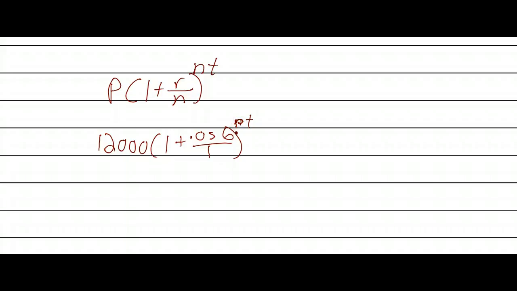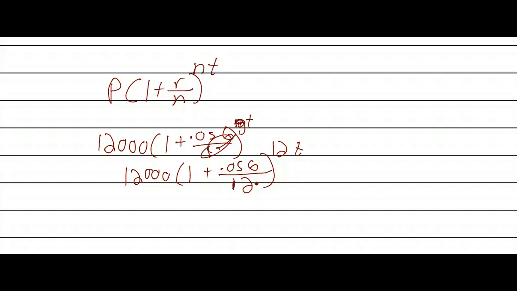Write the formula compounded, time in years, compounded monthly. Since we already have time in years, how many months are in a year? That's 12. So we have $12,000 times 1 plus 0.056 divided by 12, raised to the 12t power.